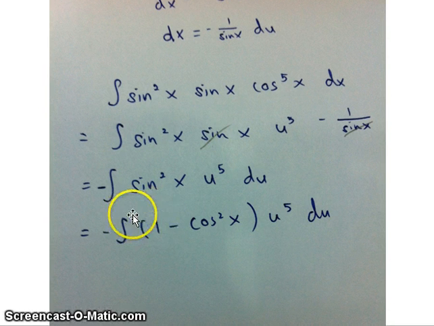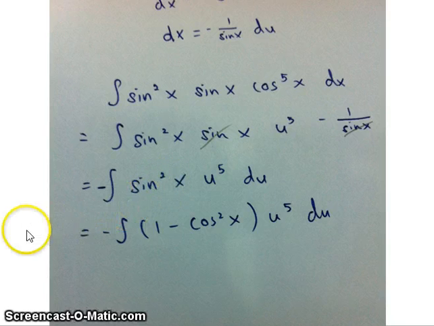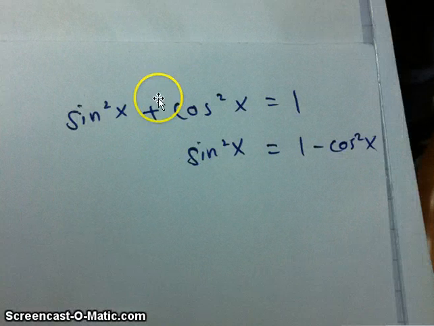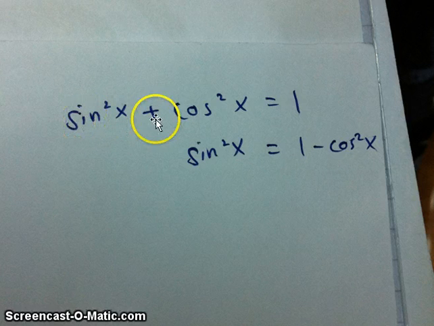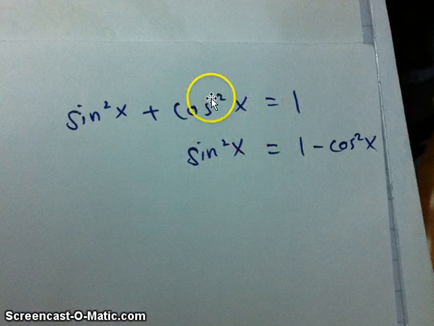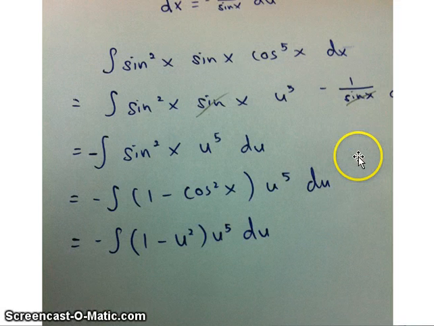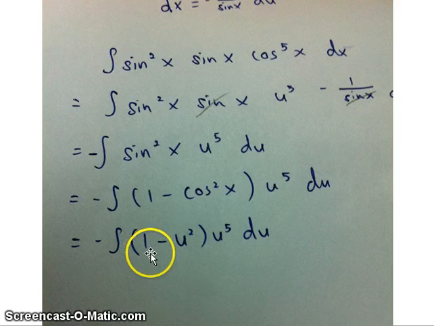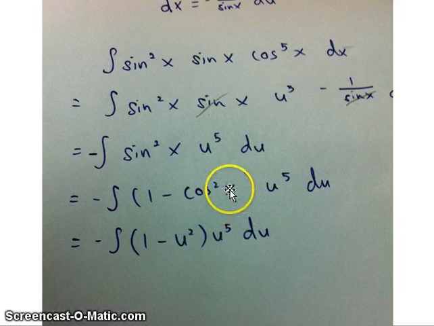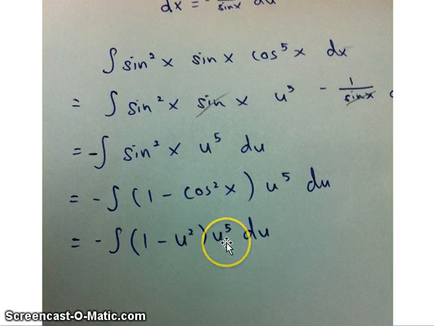Okay, so how do we get 1 minus cos square x in this case from sine square x? We got it from using the trigonometric identity formula sine square x plus cos square x equals to 1. And since sine square x was the subject in the previous slides, sine square x becomes 1 minus cos square x. Moving on, since we let u equal to cos x, the cos square x value here becomes u square in the next value over here, so we obtain 1 minus u square times u to the power 5.